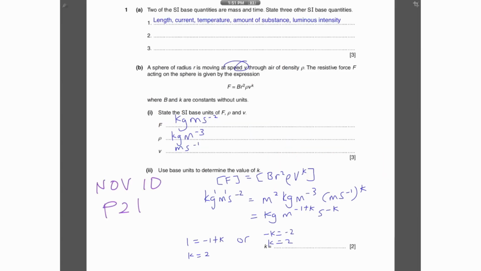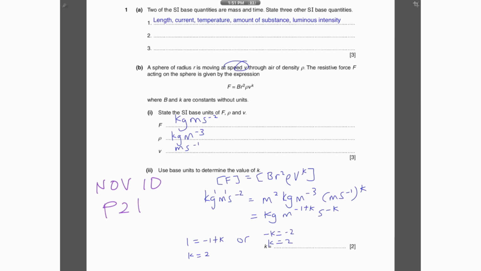Right, our next example is November 10, paper 21, question 1. The first part is quite straightforward. They just ask you for 3 other SI base quantities other than mass and time. So you can write any of these. Now remember, luminous intensity is not in your syllabus, but it is a base quantity, so it's not wrong to write it.